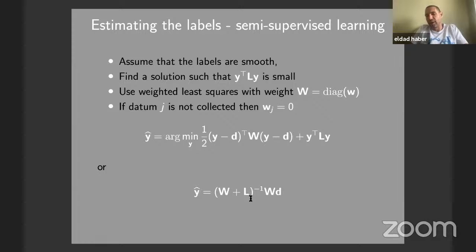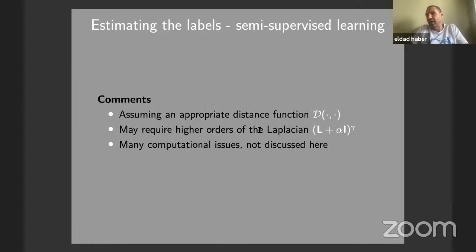And all you do is you add w to L, invert it, and multiply by w and get times d. So that gives you a linear estimation for y hat, the data measure. Easily done. Again, function smoothness, for example, I talked about simple smoothness.